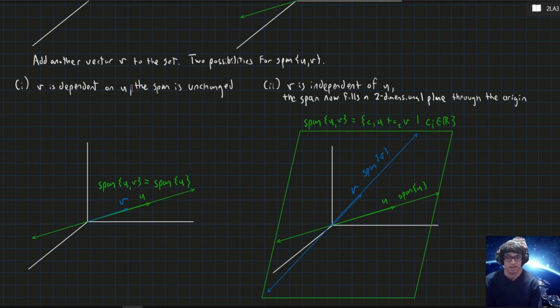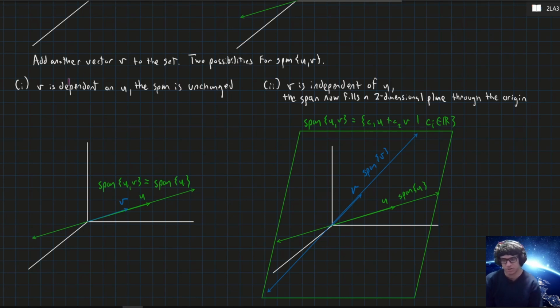If v is dependent on u, then the span is unchanged. What would it mean for v to be dependent on u? It would mean that it's a linear combination of u. In other words, it's a multiple of u. It lies in the span of u, which is this line here. So v is in blue here, and it is in the span of u.